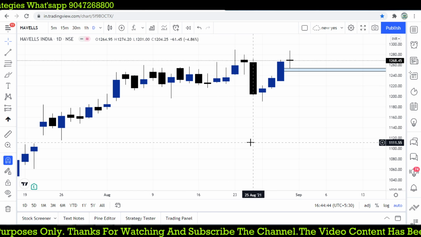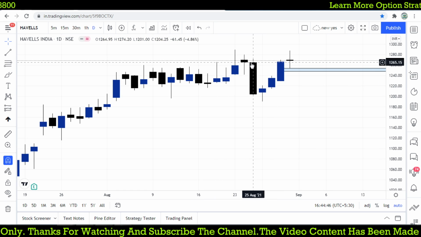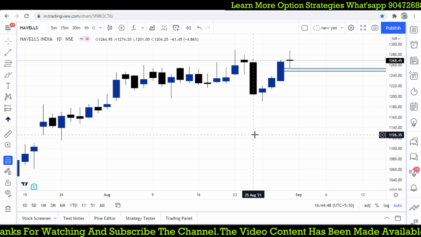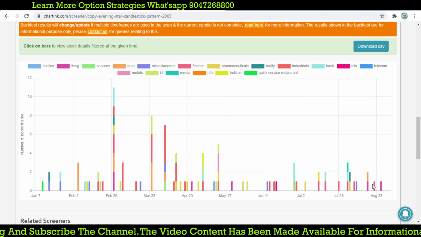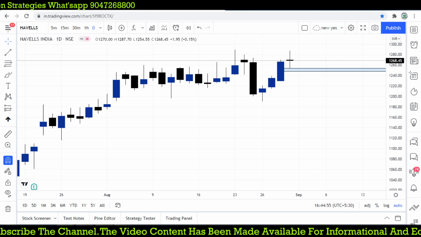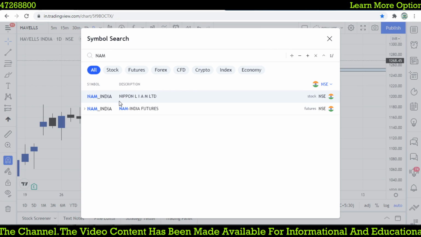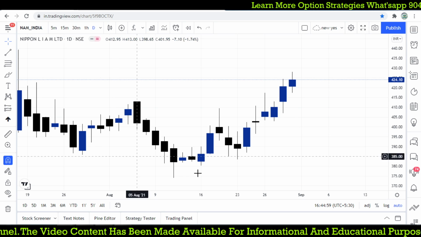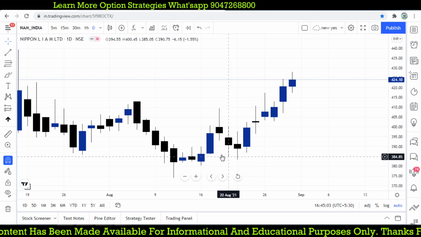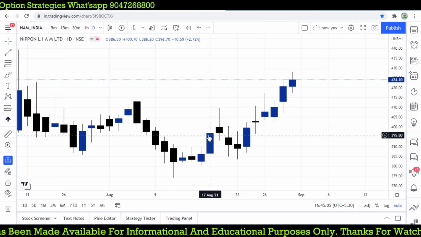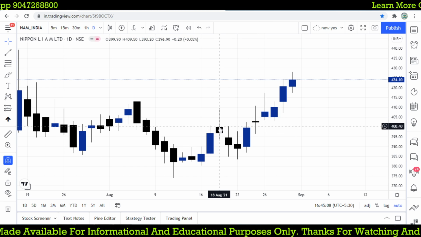We discussed that in our previous video. This looks exactly like a morning star, but this one is a big candle that I already told you about, so ignore that. Previously, any stock which forms this kind of pattern, Nippon India. Let me show you this one. Let's check the date. Yes, 20th August. The first day is a big green candle. The next day should be range bound.